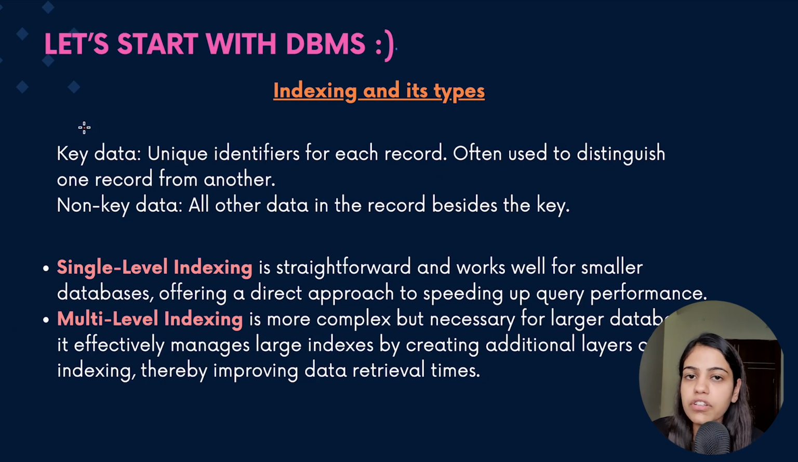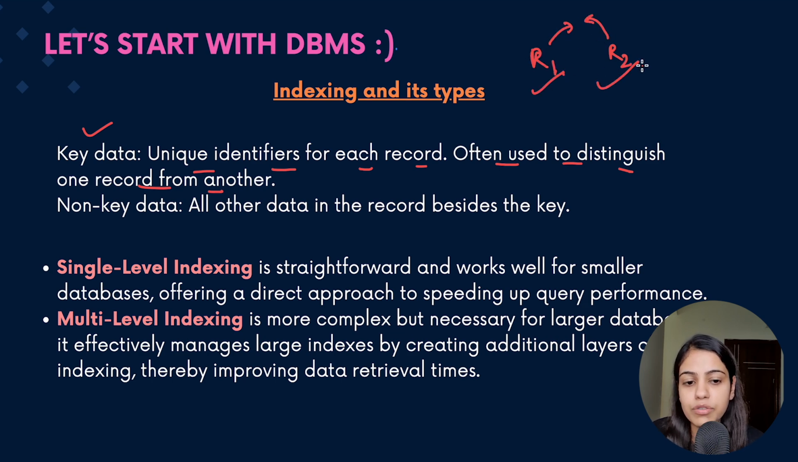Distinguishing the indexing based on key and non-key attributes. What are they exactly? A key attribute is a unique identifier for each record. It is often used to distinguish one record from another. Consider if there are two records R1 and R2, there is an attribute present for R1 and R2 which can help me distinguish between those two records. That is called a key attribute.